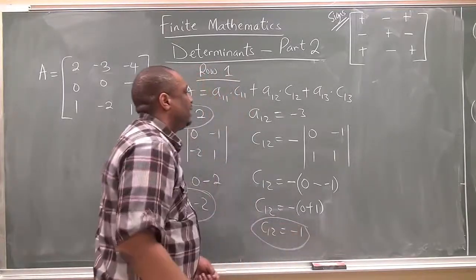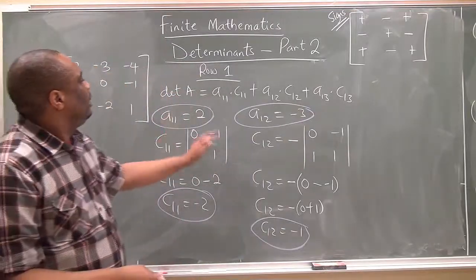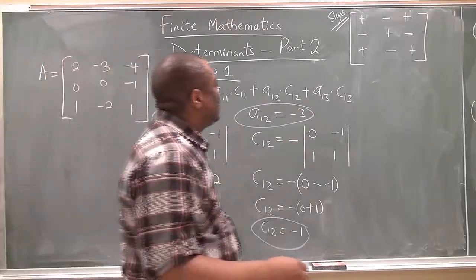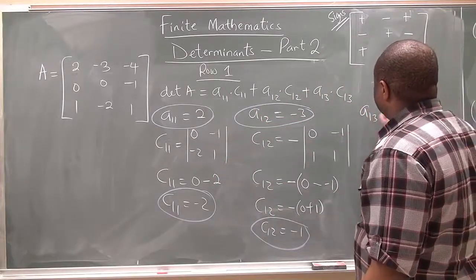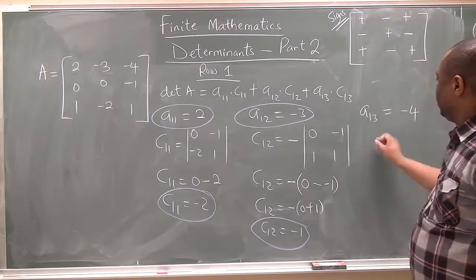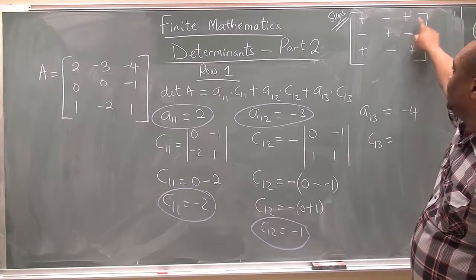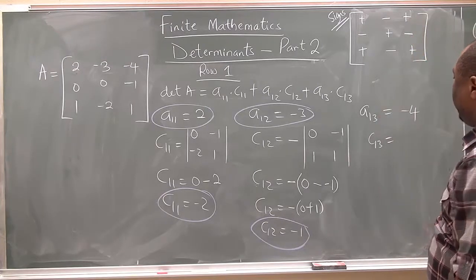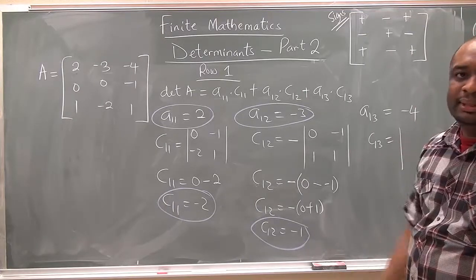Or negative 1, whichever. Okay? So that is that. Then the next one we'll go is A13. A13 is negative 4. Okay, so C13 will be 1 plus 3 is 4. That is the plus you see here, and that is that the term is plus. So we don't need to come and start putting plus.